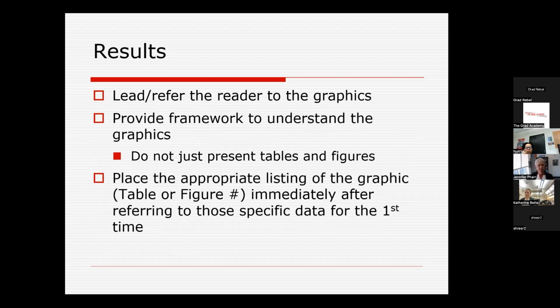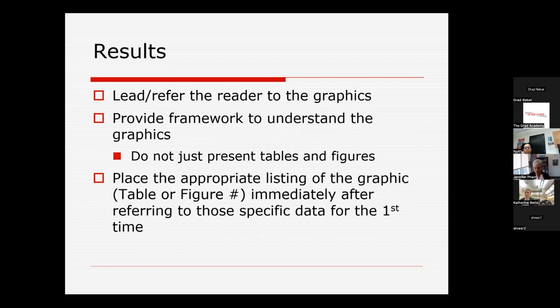So again, in your results section, you want to lead or refer the reader to the graphics. You want to provide a framework for the reader to understand the graphic. We wouldn't want to put a table or a figure in the results section and never say anything about it. Now we want to say maybe the statistically important findings are X, Y, and Z, and then refer them to table 1 to see X, Y, and Z as well as all of the other variables that you included in your analysis.